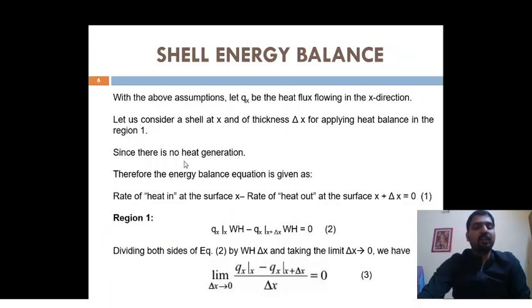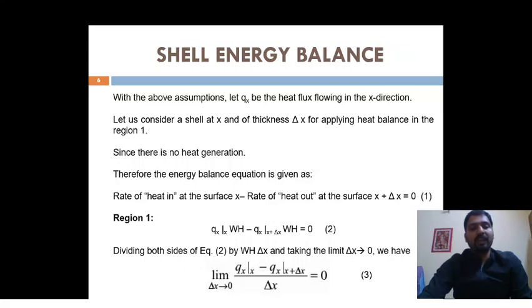Now, since there is no heat generation term, because it is only flow of flux from fluid A to fluid B due to temperature difference, there are no external heat generation sources. Therefore, the energy balance equation is given by rate of heat in at surface x minus rate of heat out at surface x plus delta x is equal to 0, because there is no work done on the system, no work done by the system, no work done by the external force, and no rate of heat generation by the external sources.